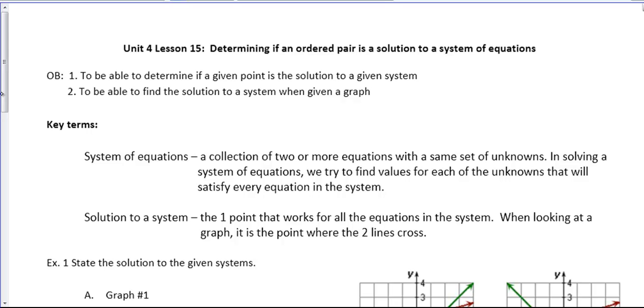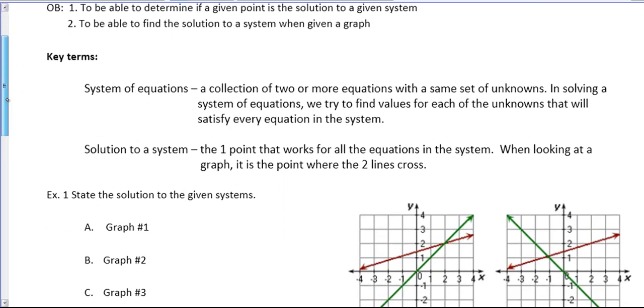Unit 4, Lesson 15, determining if an ordered pair is a solution to a system. Our two objectives for today: first, to be able to determine if a given point is a solution to a system, and second, to be able to find the solution to a system when given a graph.